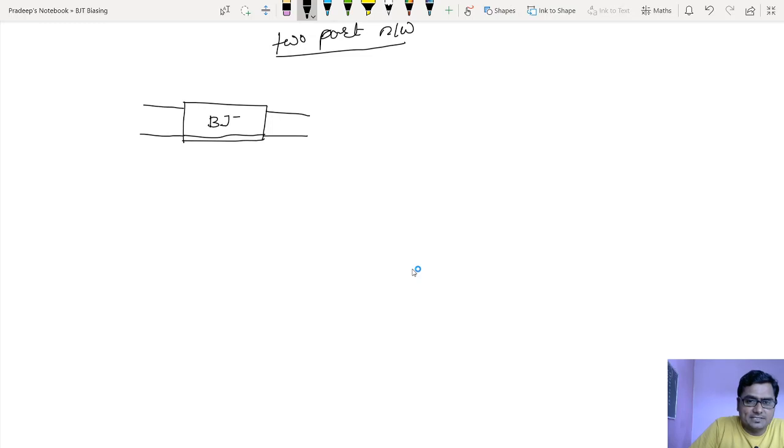This is what my BJT now. This is the second terminal. Look at it, this is also the second terminal which is common, and maybe this is the third terminal. So now 3 terminals are there. BJT is this. Now it is okay.